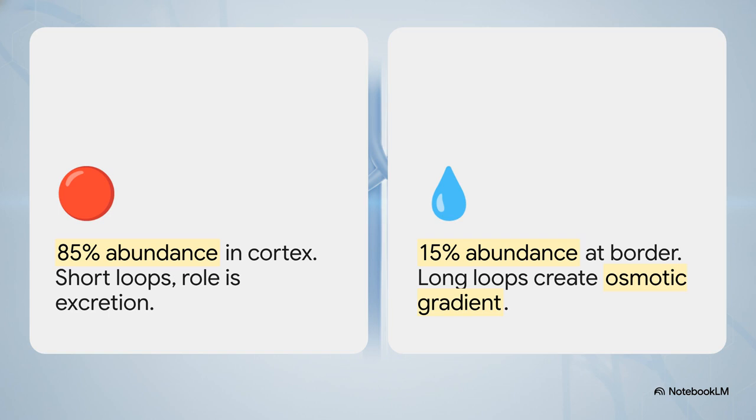These guys sit right on the border of the cortex and the medulla, and they feature these incredibly long loops of Henle that plunge deep down into the medullary tissue. That physical depth is absolutely crucial. It lets them act as a countercurrent multiplier, which creates this massive salt gradient. Basically, that's what allows your body to concentrate your urine and save water when you're dehydrated.